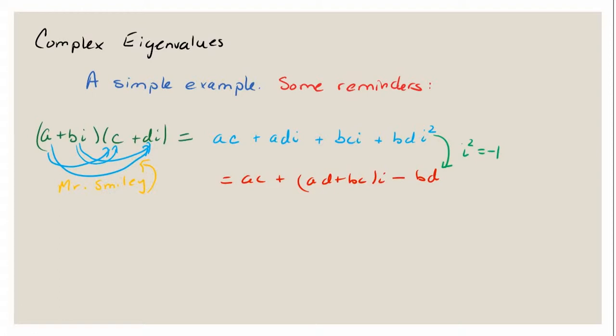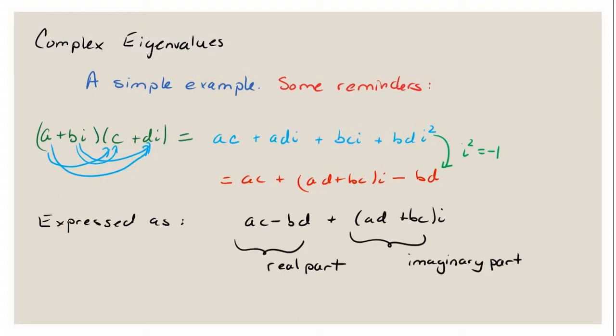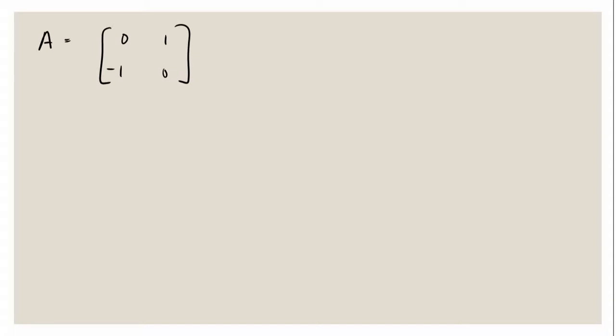I love to think of FOIL as Mr. Smiley. Do you see Mr. Smiley here? So we typically express this product by separating the real part with the imaginary part. So you see that I've grouped the ac minus bd together. That's the real part of the complex number. And then I've put together the ad plus bc, which is the imaginary part.